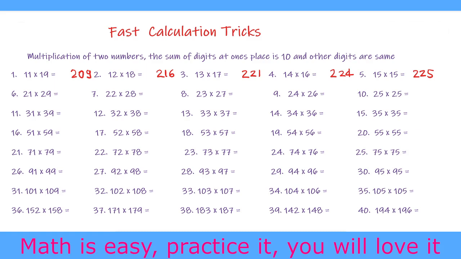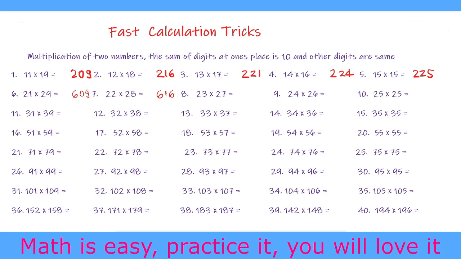Now we go to 21 multiplied by 29. So 1 multiplied by 9 is 09, we write. The next higher number of 2 is 3. So 2 multiplied by 3 is 6. So 21 multiplied by 29 is 609. 22 multiplied by 28. So 8 times 2 is 16, and the next higher number of 2 is 3. 2 multiplied by 3 is 6.